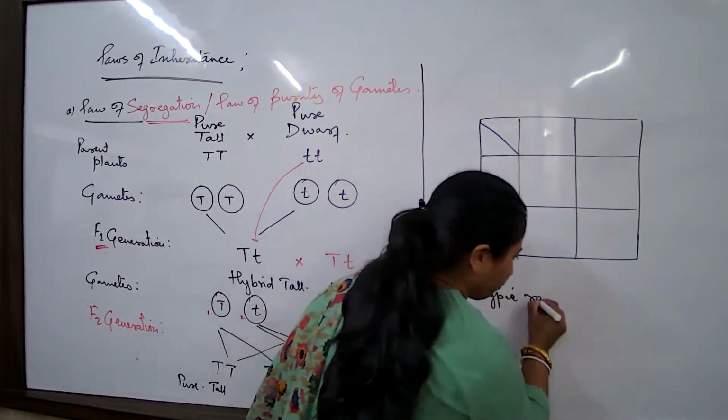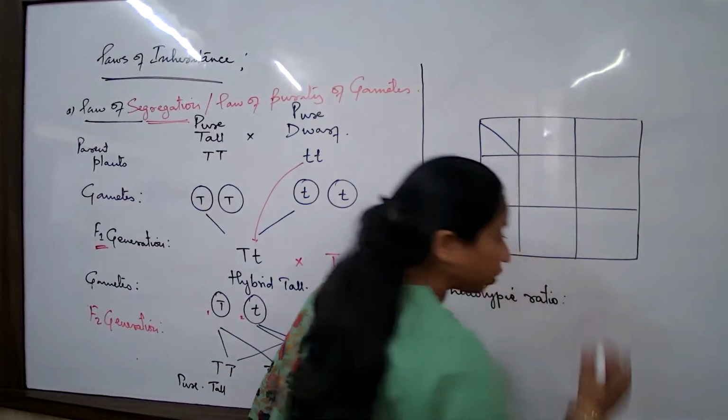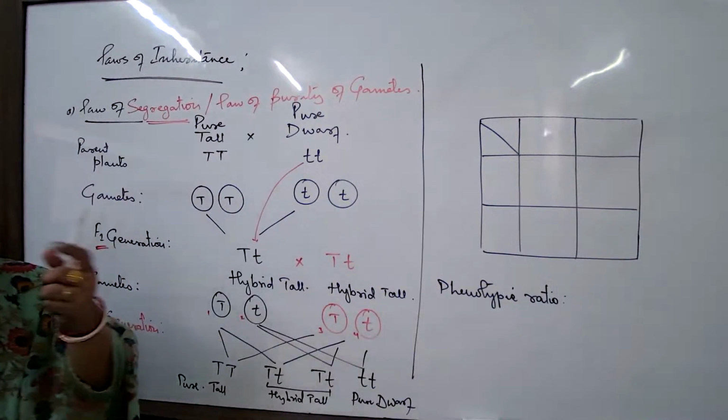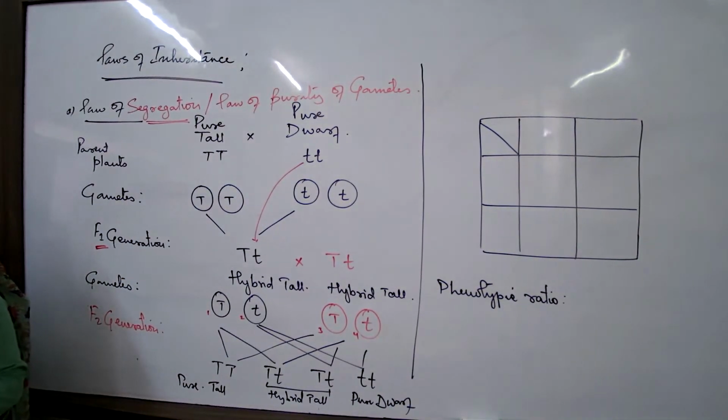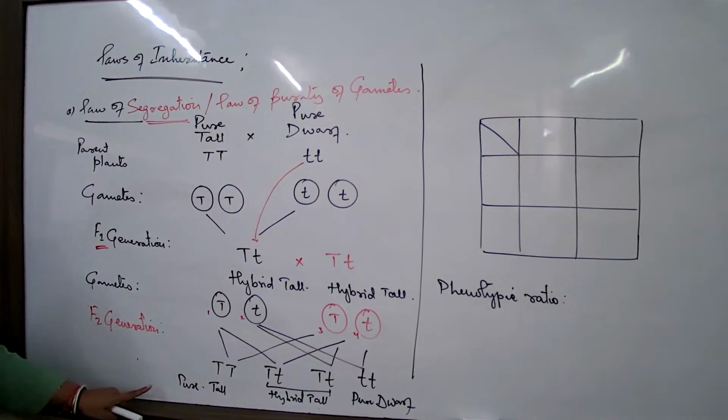Phenotypic ratio. Phenotypic means what? What was the meaning of the word phenotype? Something that you can see. The color of the eye is brown or black, you can see. But the genotype inside, can you see? No, that we cannot see. So something that we can see is phenotype.